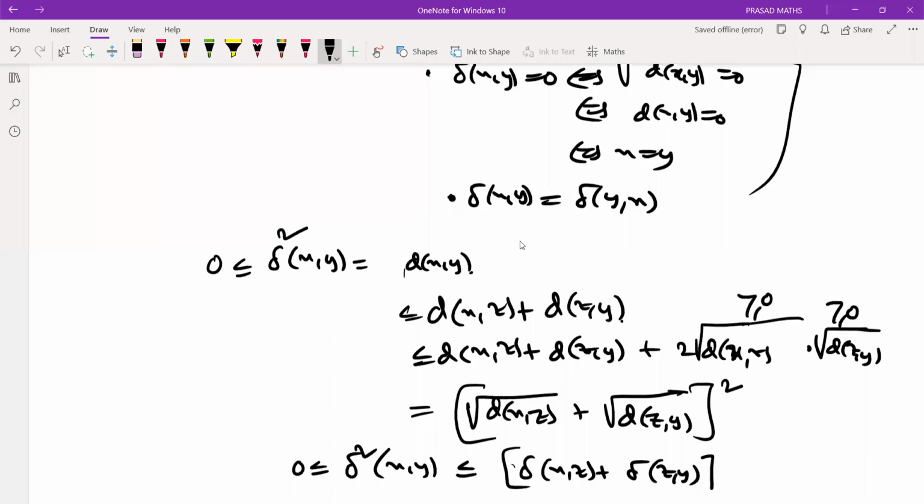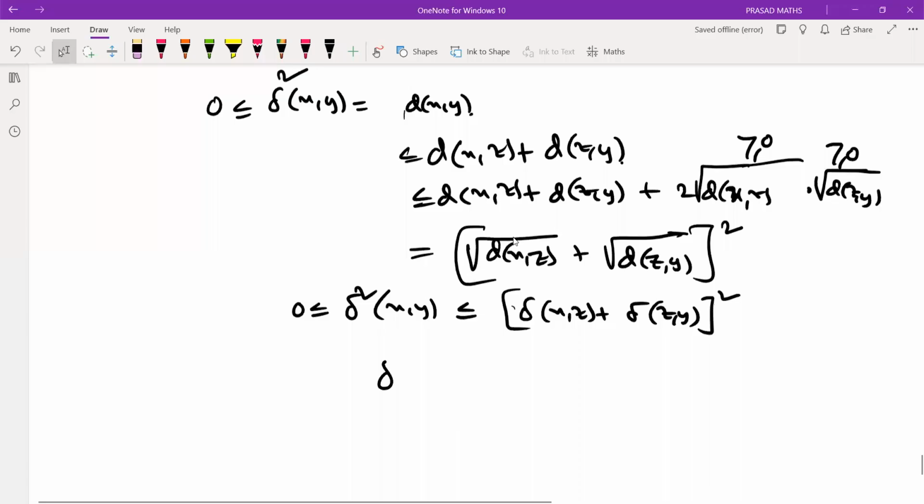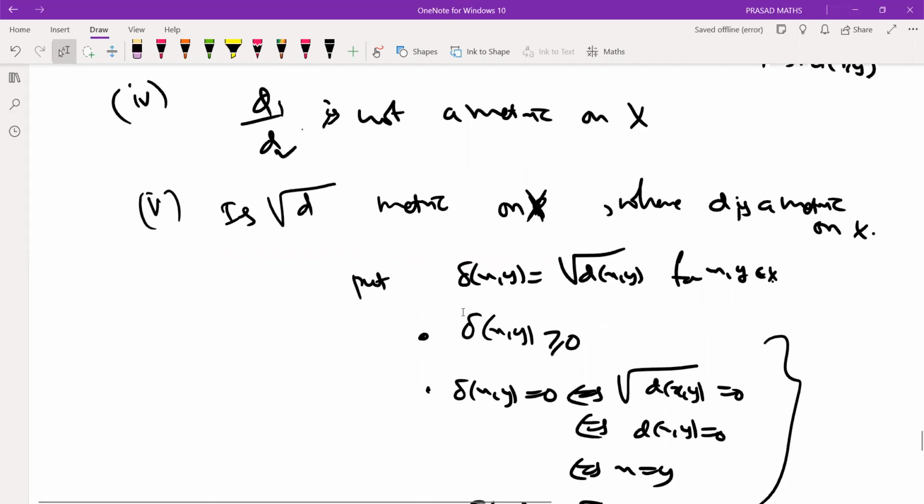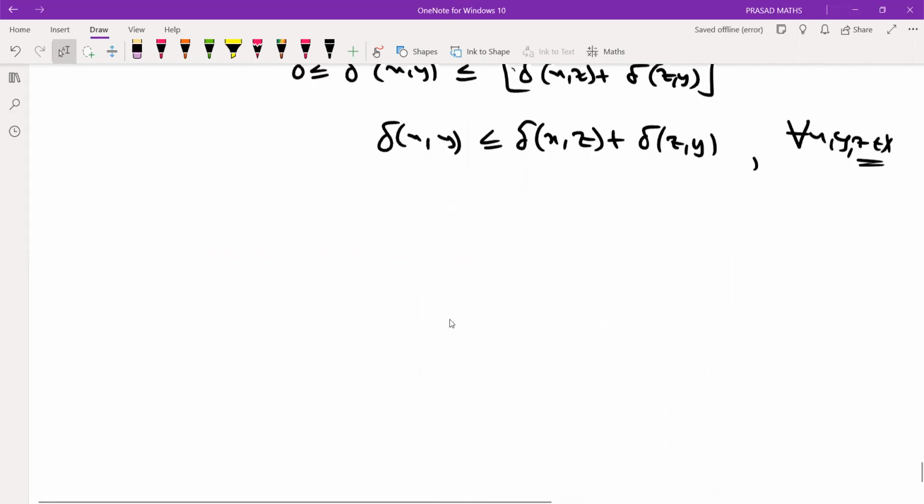So take square roots on both sides because this is non-negative. Once we take the square roots on both sides, what you get is, this is for any three elements. So therefore this delta is a metric. So square root of a metric is always a metric, and no doubts. Example, you can take more examples. You can take 20 examples.